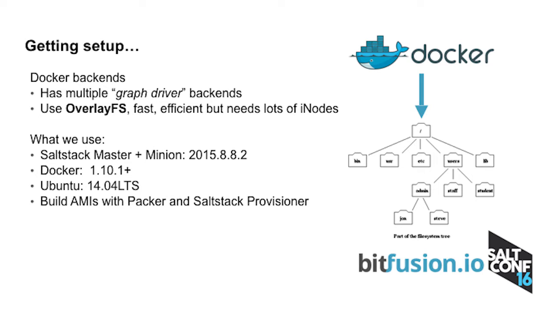So we use SaltStack 2015-882 since that was released. We're using Docker 1.10.1 and Ubuntu 14.04 LTS because that's what a lot of our customers are interested in. We build our Amazon images with Packer and SaltStack Provisioner, which gives us a very repeatable way to generate an Amazon image, also using the same salt states that we will then use to manage that image for the rest of its life cycle.